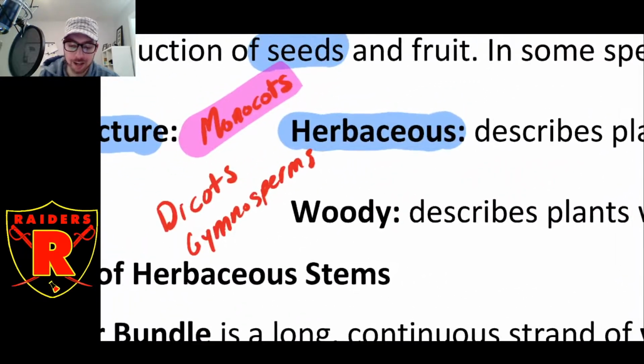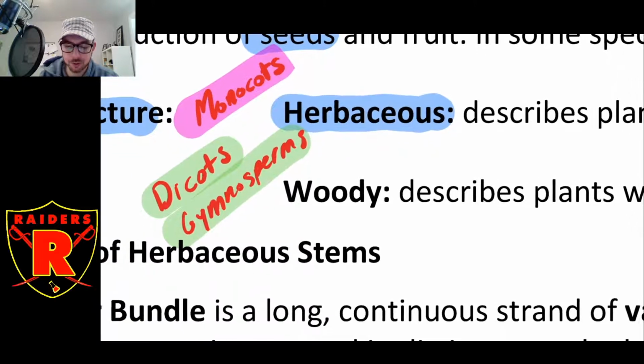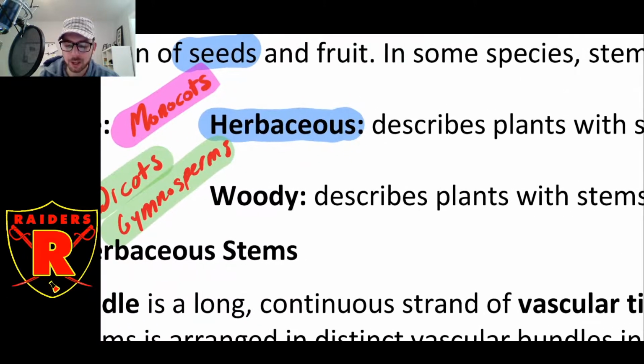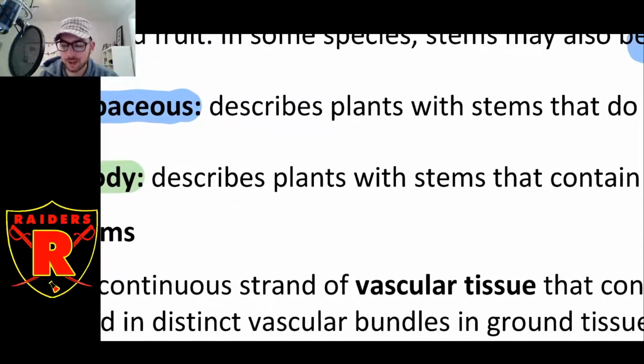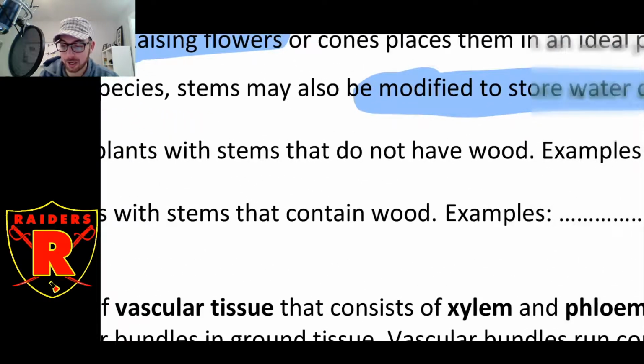Dicots, which are the type that have two seed leaves coming off their seed when they germinate, have woody stems, as do gymnosperms. Gymnosperms are plants that produce cones. You would call them conifers, plants that have needles, basically. So both of them have a woody stem, which is a stem that has wood in it, and that makes up a huge proportion of plants.